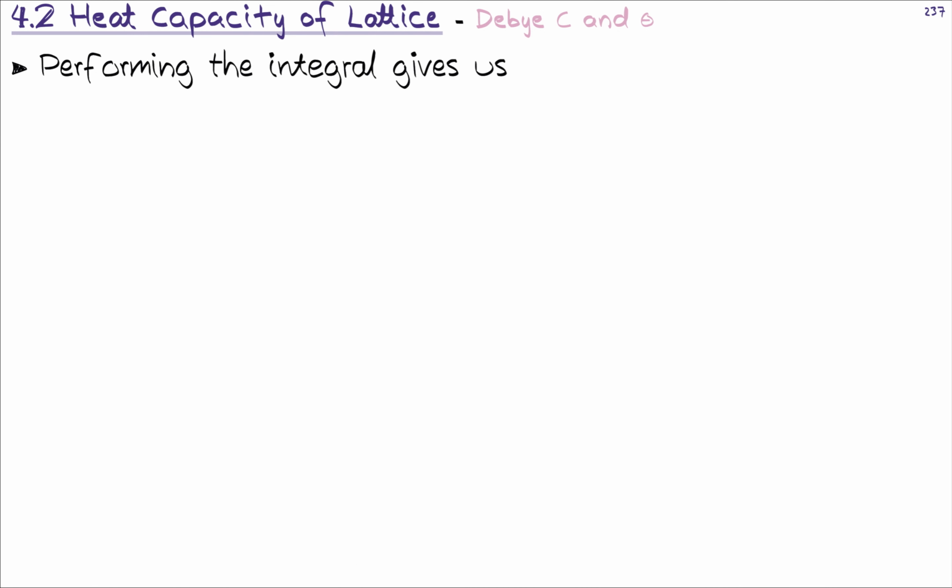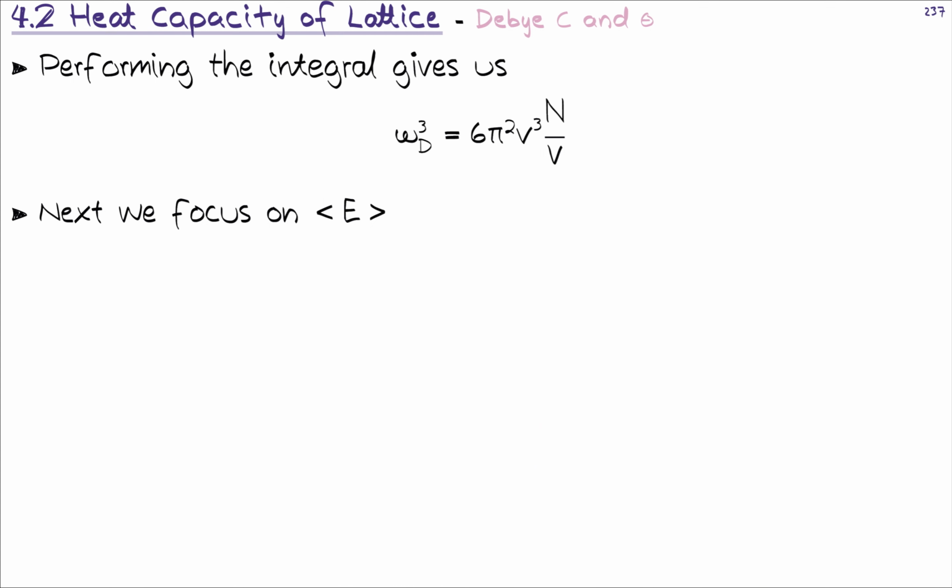So now we can calculate the integral. I do not show it, but that gives us the Debye frequency, or the cube of the Debye frequency, and that turns out to be 6 times pi squared times the velocity cubed times N over V, where V is the capital V, so that's the volume of our solid we are considering. And now we can actually try to proceed in calculating the mean energy.